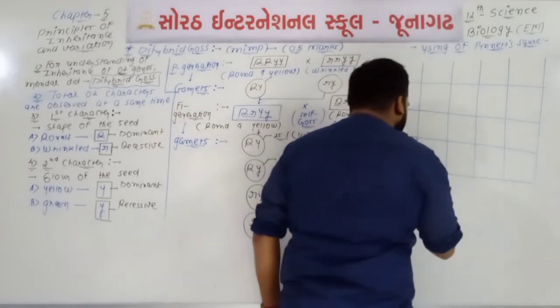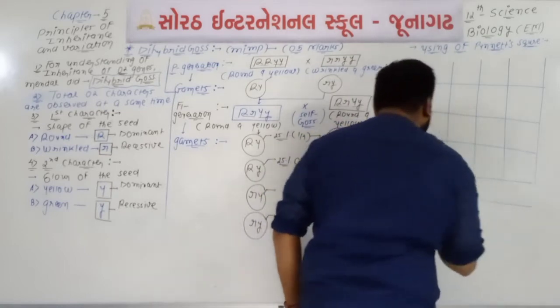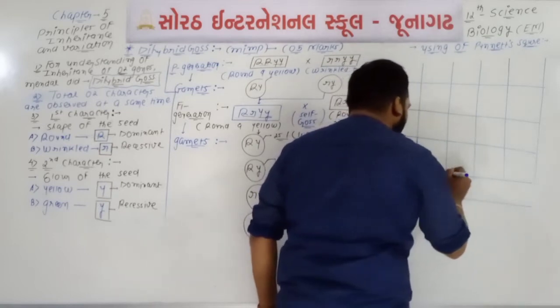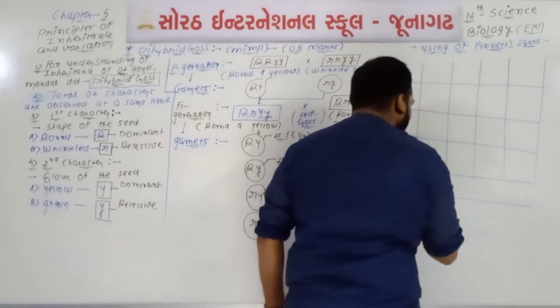Total 16 genotypes are possible. Okay, how many total? You can say that 16 genotypes are possible.